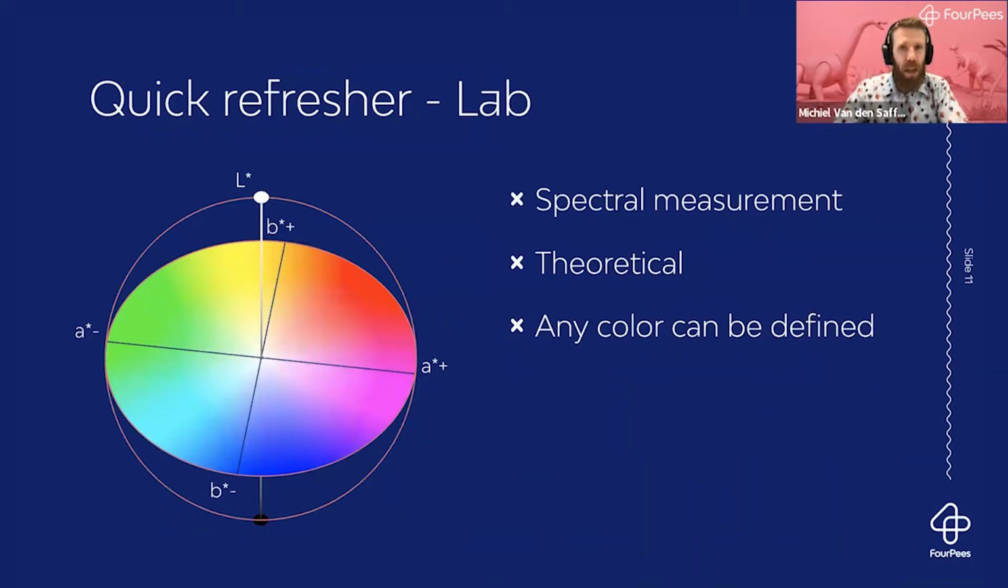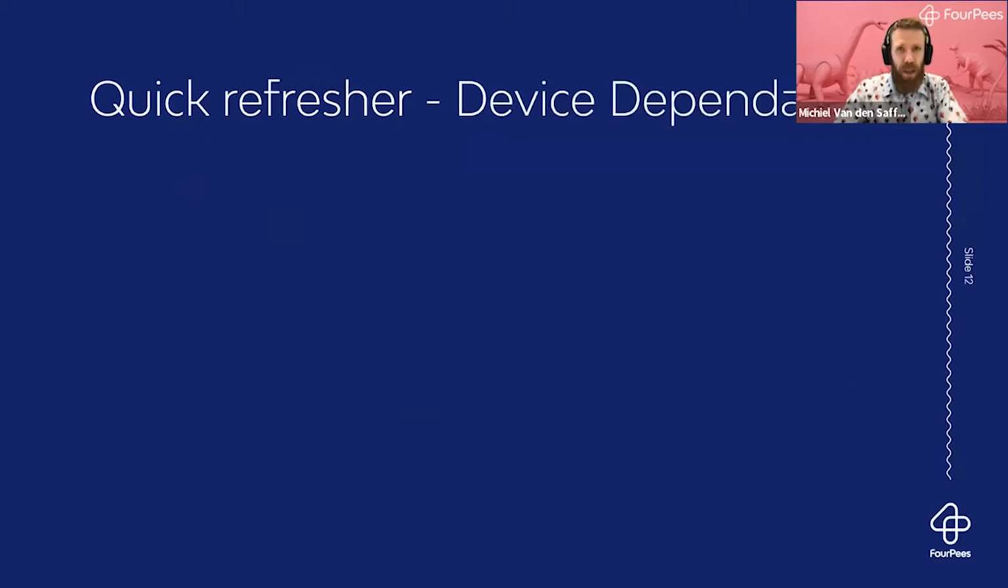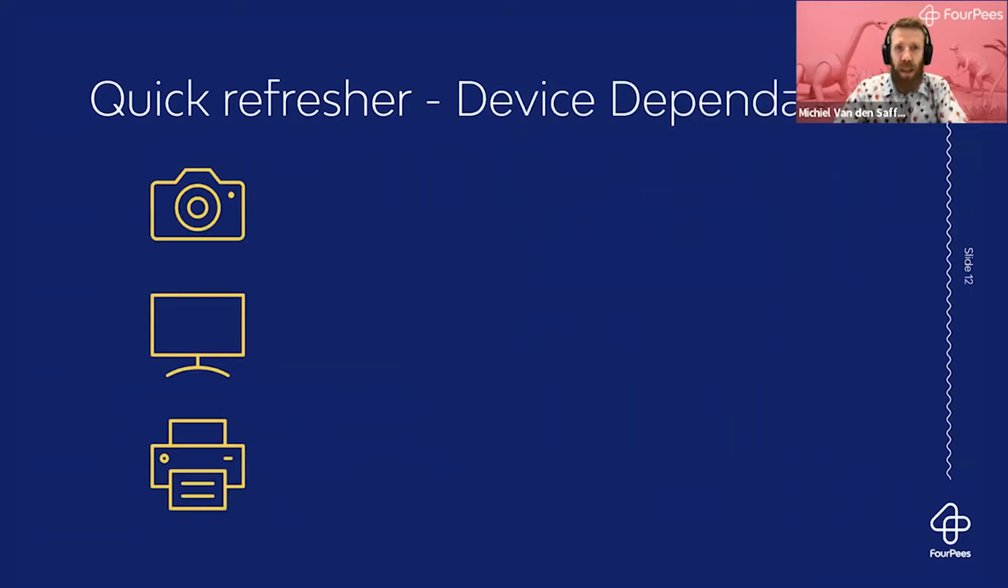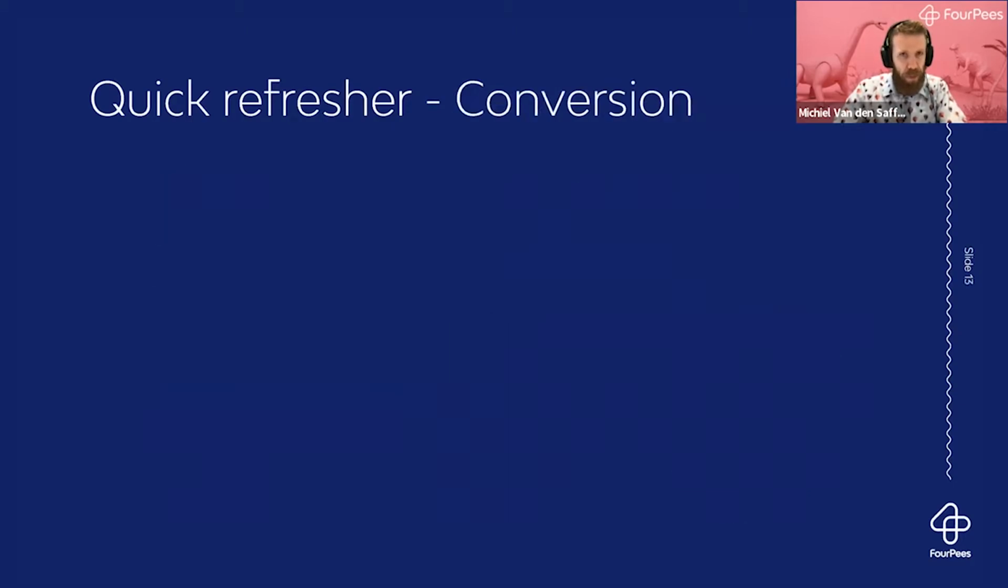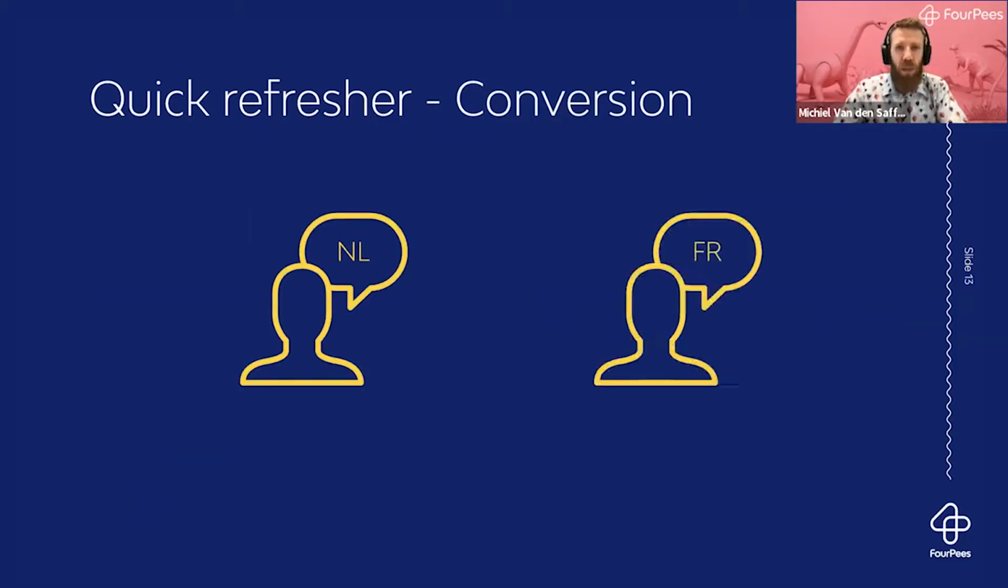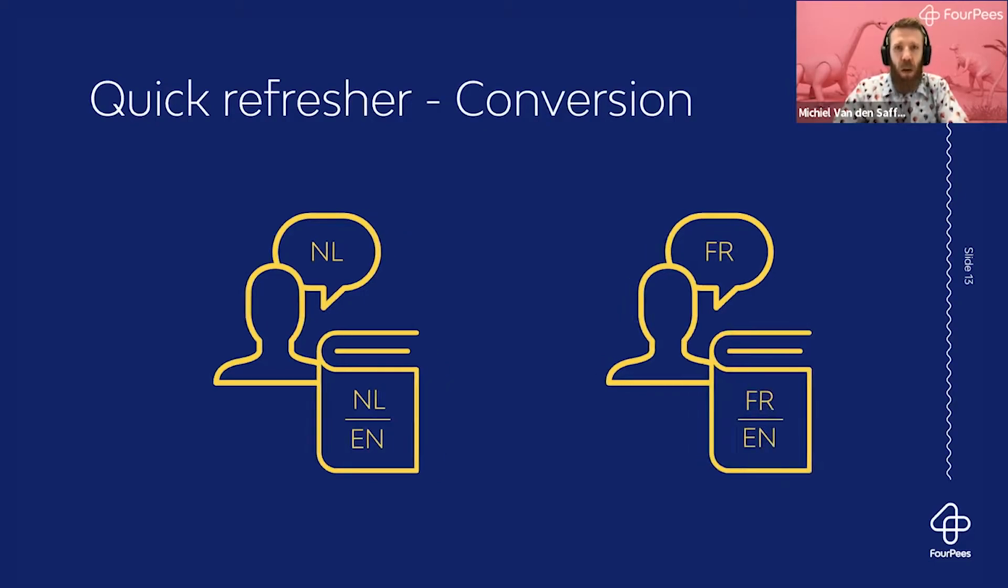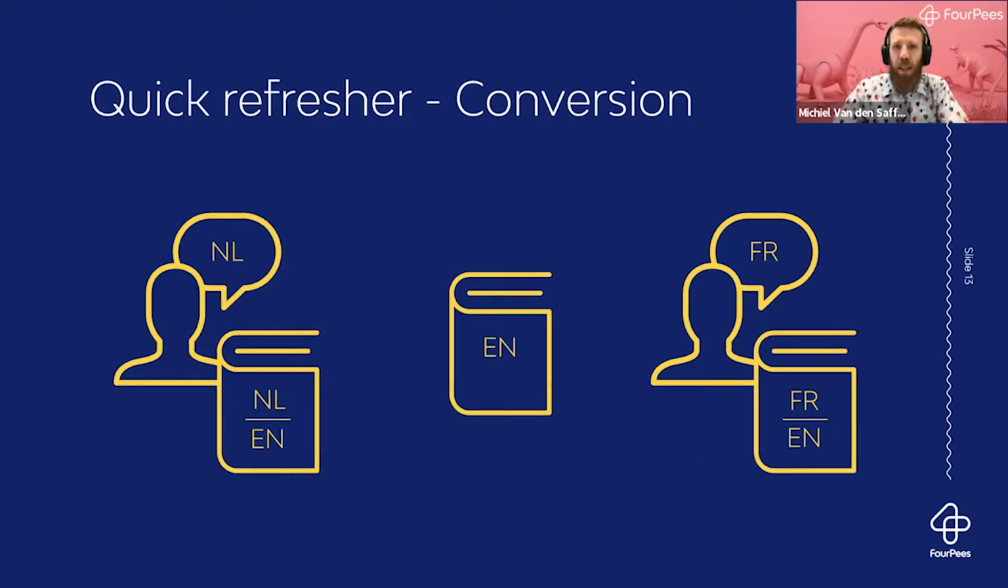This is theoretical. Any color can be defined, and device-dependent color spaces like cameras, screens, and printers are unique, have their own primaries, CMYK or RGB, and are always slightly different from each other. So we have to convert between one and the other. Again, we have our Dutch and our French-speaking people. They both have a dictionary translating their language to English. So we know English is the language we can use to communicate to each other.